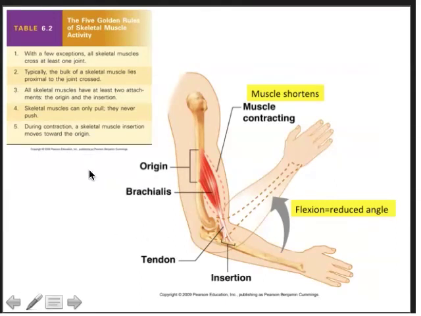Skeletal muscles can only pull, they never push, and this is because their primary mode of action is contractility. During contraction, a skeletal muscle insertion moves towards the origin, so as the muscle shortens, the origin and insertion draw closer together. And you can see an example here using a muscle called the brachialis, which lies just underneath the biceps brachii in the upper arm, the brachial region.